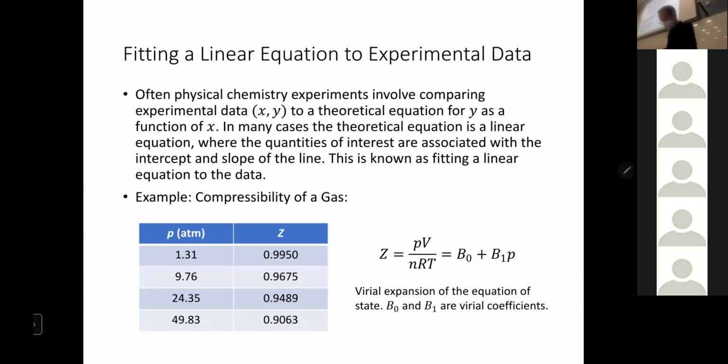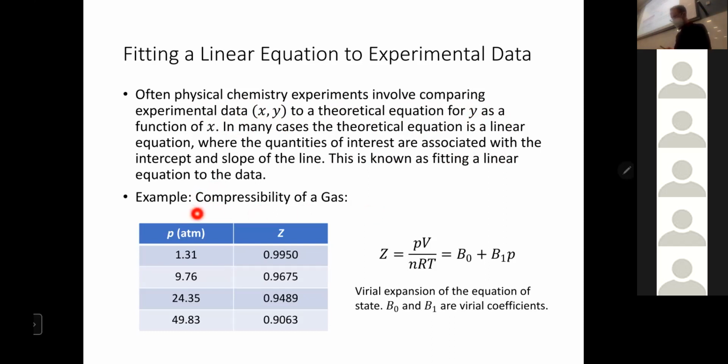Okay, so we're going to look at an example of fitting some data to a linear equation. So very often in physics or physical chemistry experiments, you're measuring a certain quantity, we'll call that y, as a function of some variable that you can control in the laboratory, x. And in many simple cases, y is simply a straight line function of x, right? So y equals mx plus b. And so we'll look at an example where that's the case.